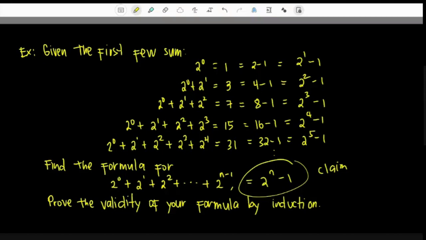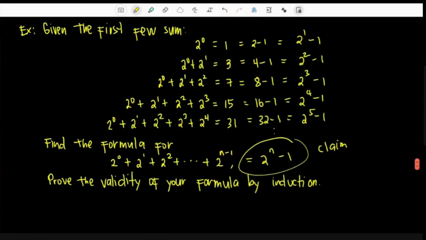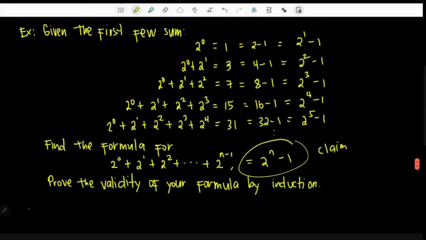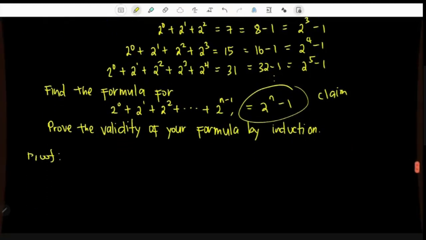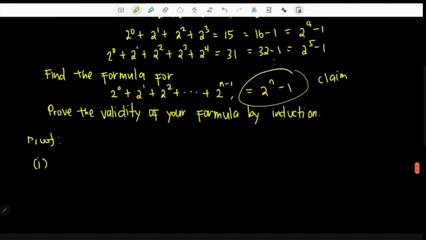So how do we do that? We just have to first have a basis for induction. Second, assume that for an arbitrary k, our claim is true. And then we proceed to showing that it is also true for k plus 1. Okay, so we start with our proof by mathematical induction. So number 1, we need a basis for induction.